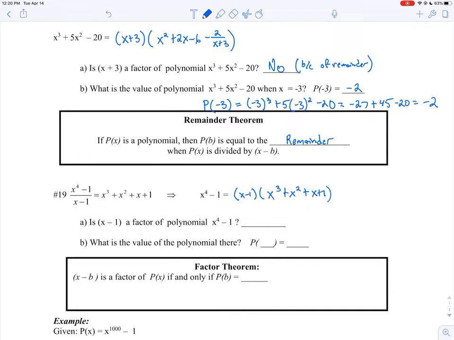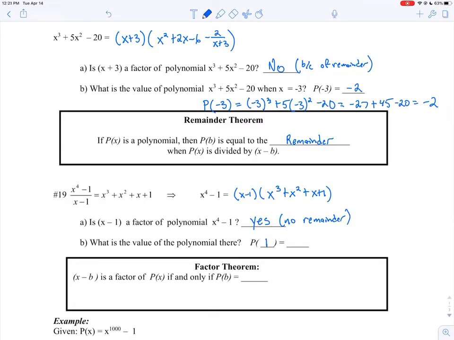Is it a factor? I kind of just said this. This would be a yes. The reason is we have no remainder this time, right? There was a remainder on the first one, so it was not a factor. This has no remainder. So the value of our polynomial on this one, if we got x minus 1, we want to check p of 1.